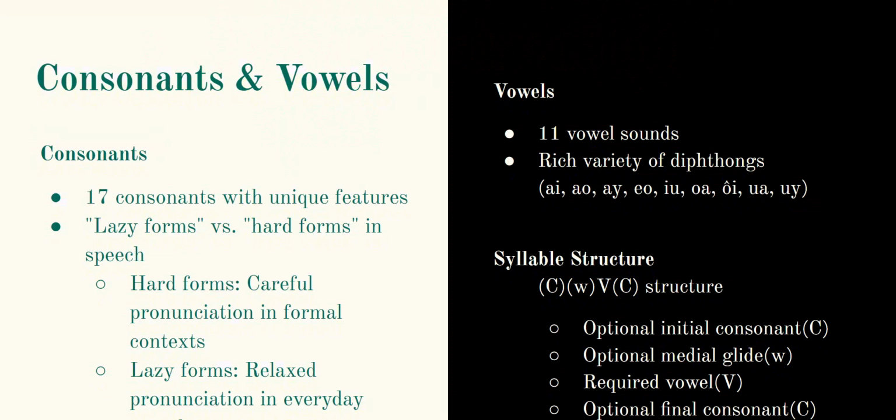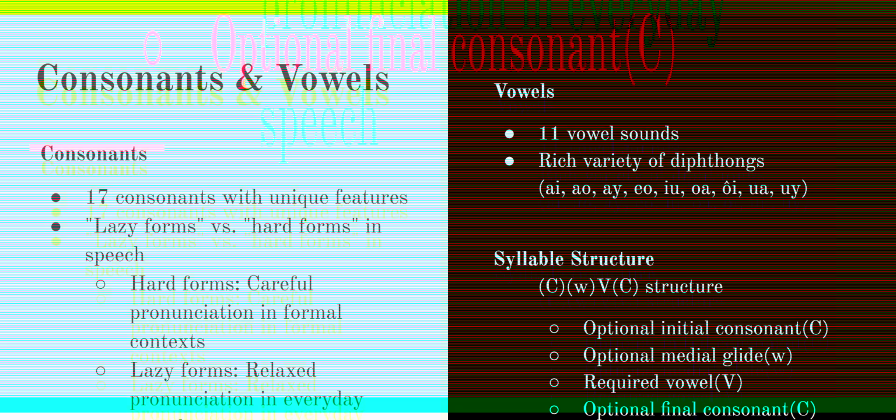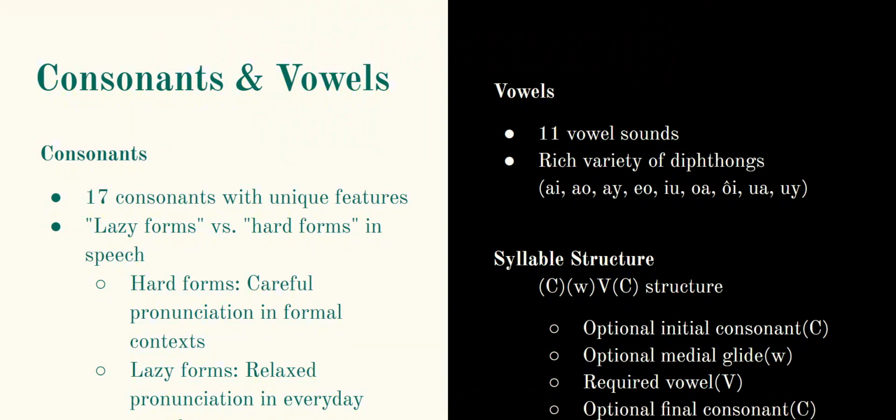Now we'll talk about the consonants, vowels, and syllable structure of Vietnamese. For consonants, we have 17 consonants with very unique features, and we've also seen an important factor: lazy versus hard forms. Hard forms are used in formal contexts, with very careful pronunciation. In lazy forms, two or three consonants merge into one, and this lazy form is used in everyday speech.